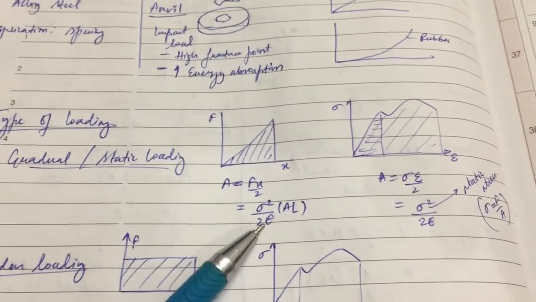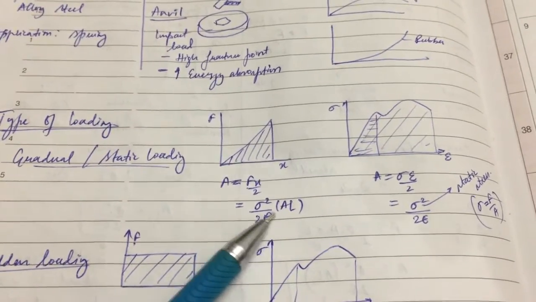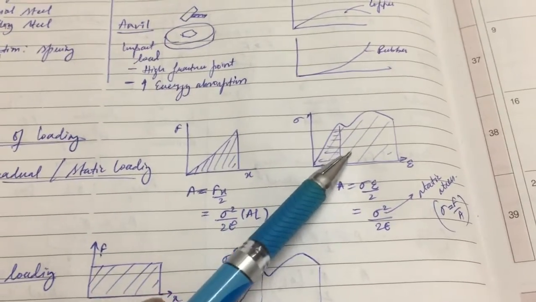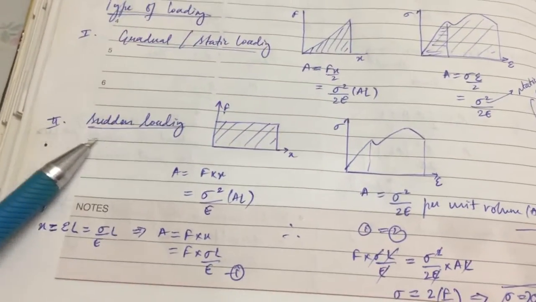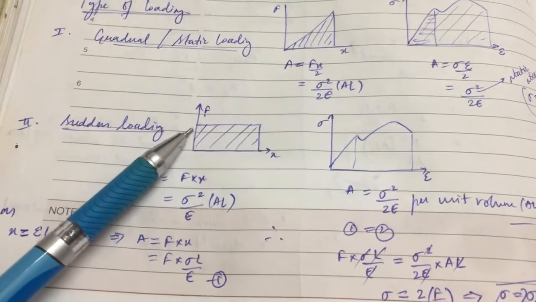As we see, this is the area, and this is the strain energy in this graph, and the same goes for the stress-strain curve. This is the energy per unit volume. Okay, so next we go to sudden loading, in which the load is applied suddenly.